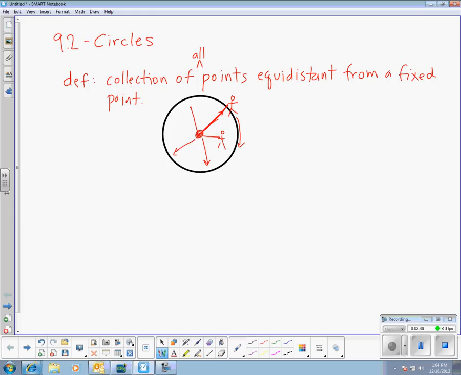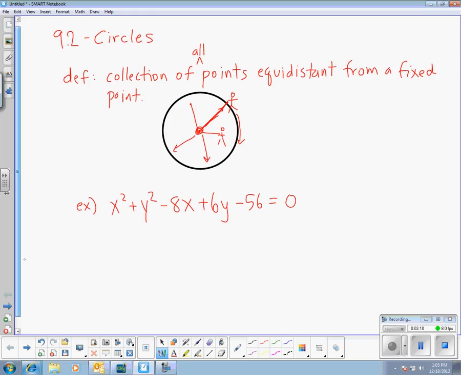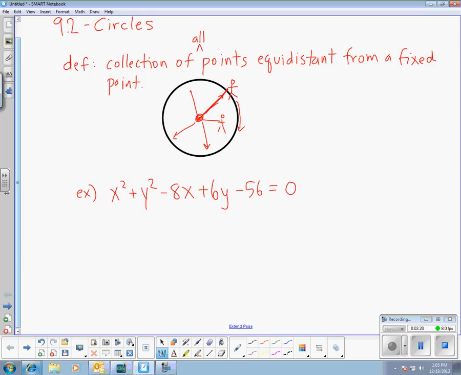Besides that, here's the math that you're going to have to do. Let's start with an example like this: x squared plus y squared minus 8x plus 6y minus 56 equals 0. In your book, some of these are inequalities, and this technically is one in your book, but we'll talk about the shading portion. Let's just worry about getting it graphed first.